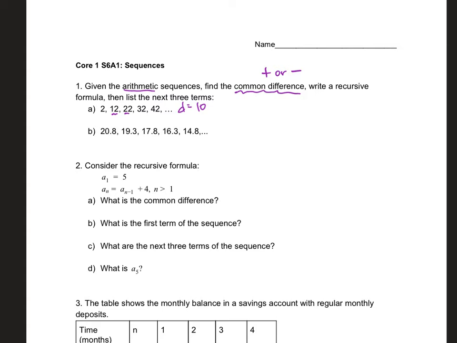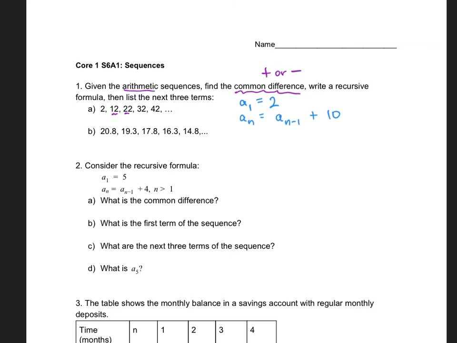So for us to write this recursive formula, a sub 1 equals 2, because that's the first term in the sequence. A sub n, this is how we find the next term, is equal to the previous term, a sub n minus 1, that's the subscript for the term before, plus the common difference, 10. That's going to be the same format for every recursive sequence.